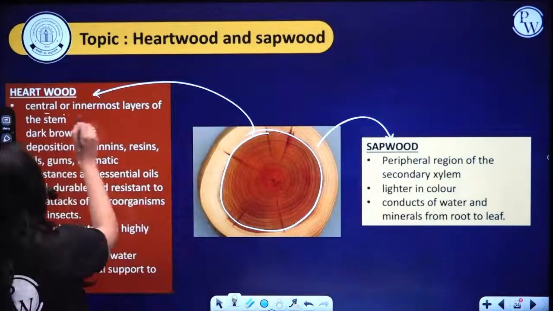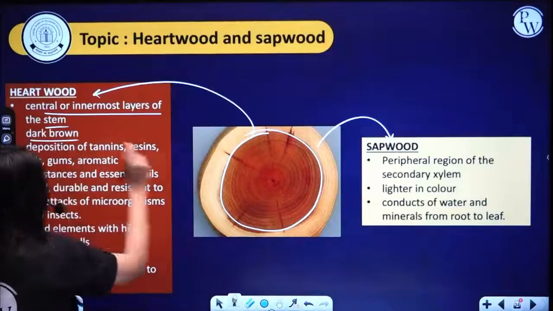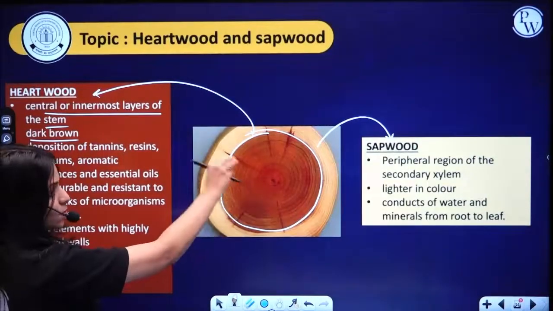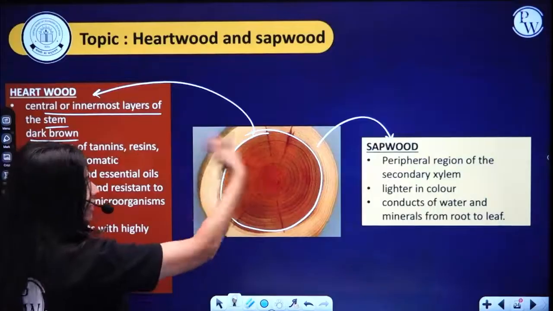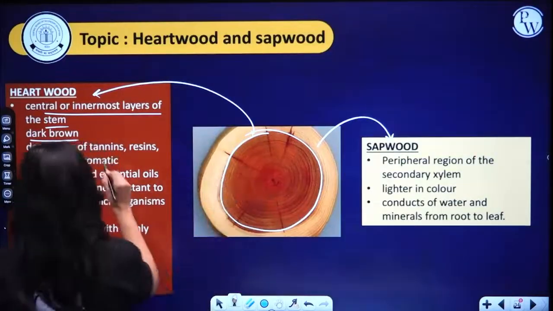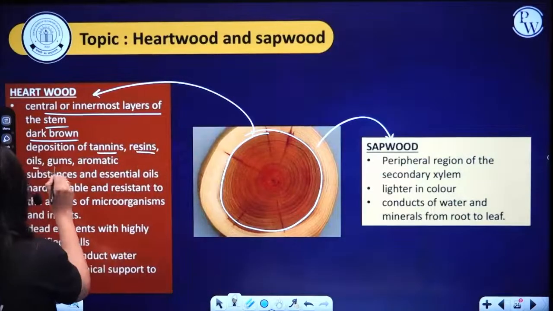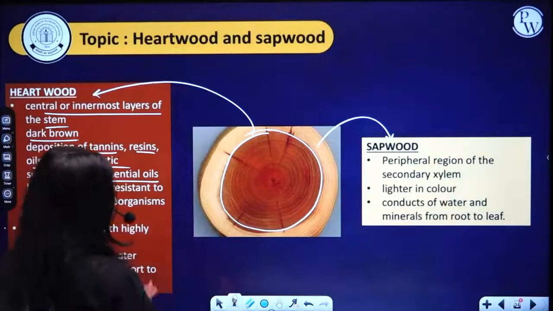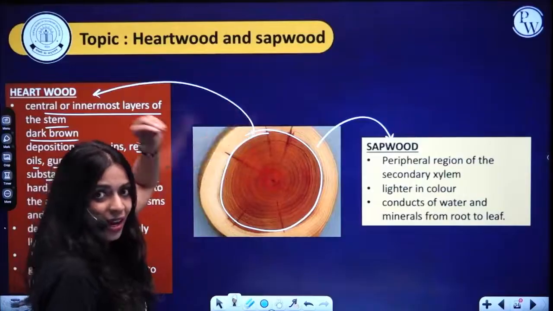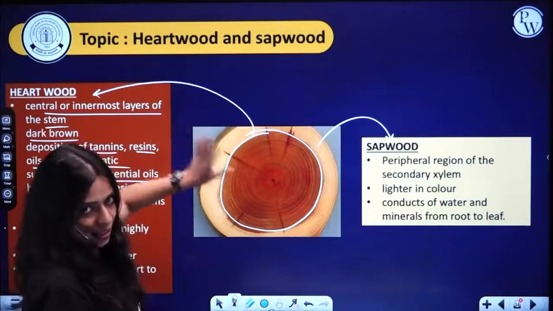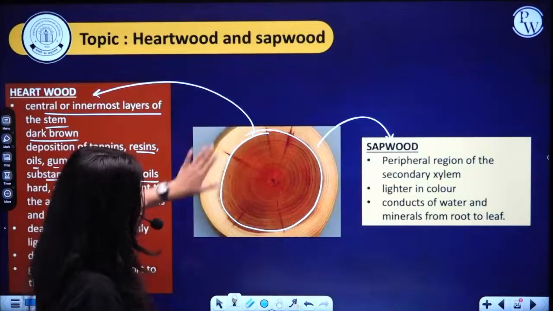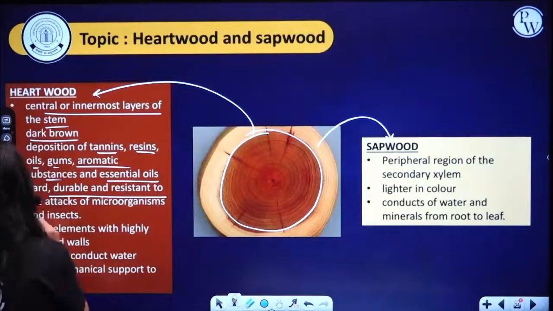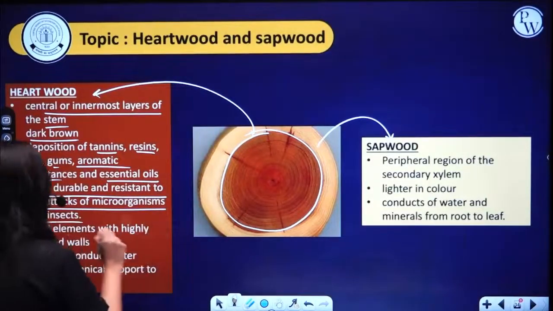Heartwood is the innermost layer of the stem. It is dark brown in color, as you can clearly see. The reason it is dark in color is because it has many things deposited within it, such as tannins, resins, oils, gums, aromatic substances, essential oils. All of that is deposited here. Because of the deposition of all of these substances, this portion of the wood, which is heartwood, is durable and resistant to the attack of microbes and insects.